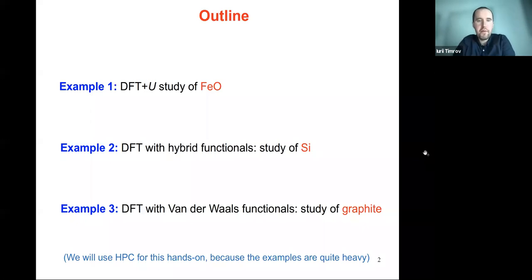We will do 3 exercises. The first one is for iron oxide. You already saw this in the lecture just half an hour ago using DFT plus U method. Second example is DFT with hybrid functionals. We will see how this works for silicon. And the last example is using van der Waals functionals, and we see how this works for graphite.